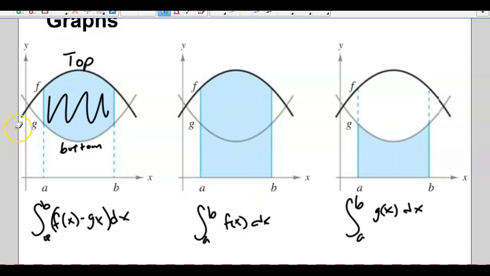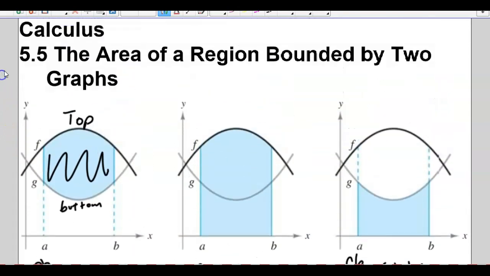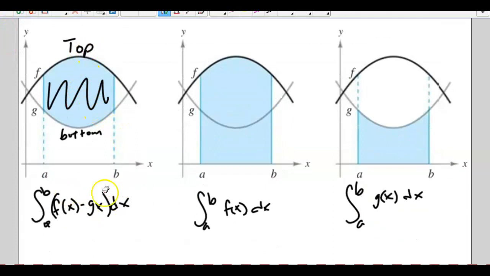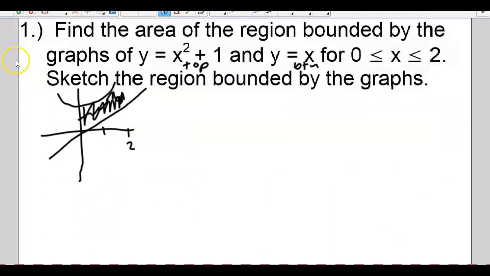All right. Now, let me show you how to do these. The main thing is just if you can identify the top and the bottom in your calculator, you can do these with no problem. So that's a terrible sketch, but yeah, my fault.